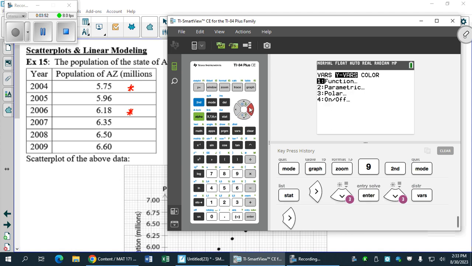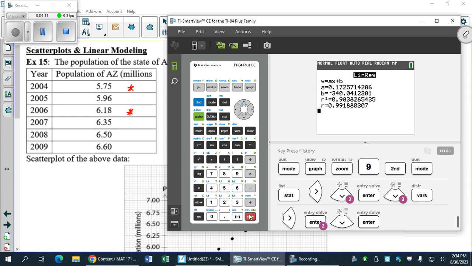Right arrow over to Yvars, and hit enter, enter. What that's going to do is that whenever it calculates our regression equation here in just a second, it's going to put it into Y1 of our graphing function, okay? And then if your screen doesn't look like mine, you'll just hit enter. If your screen looks like this, you have to arrow down and hit calculate, okay?